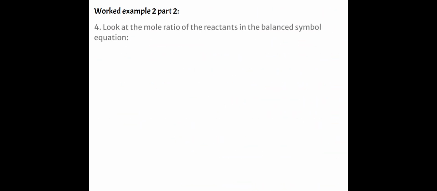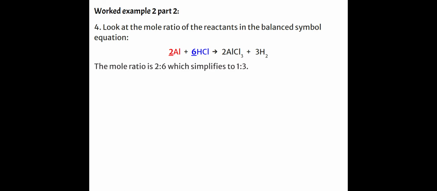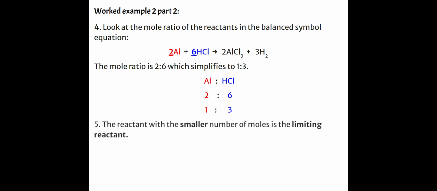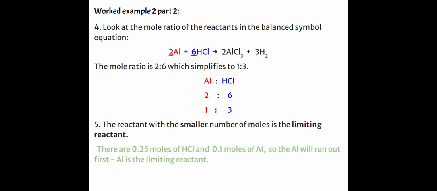So let's look at step 4 and 5. Step 4 is when we look at the mole ratio. You can see from the balanced symbol equation, we've got a ratio of 2 to 6, which we can simplify to 1 to 3. So you'll need to put your maths heads on for this and think about ratios that you've learnt about in maths. Again, the reactant with the smaller number of moles is the limiting reactant.